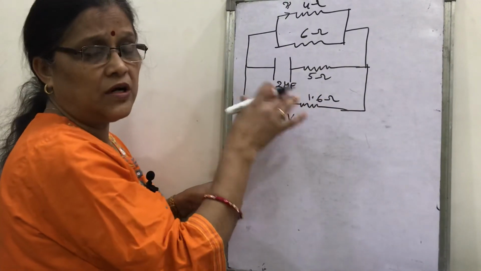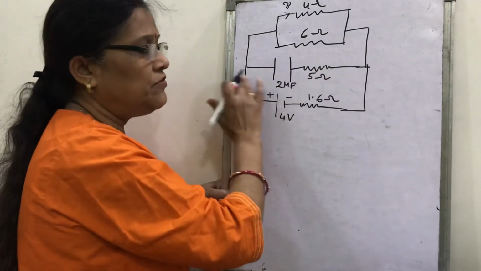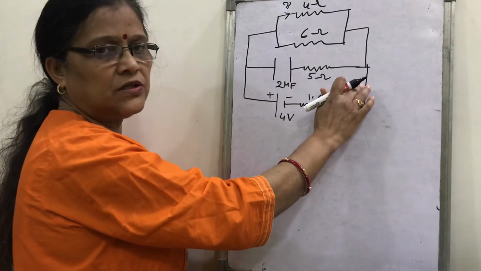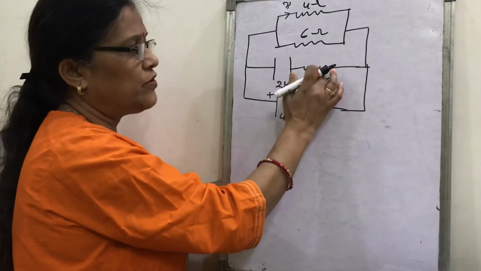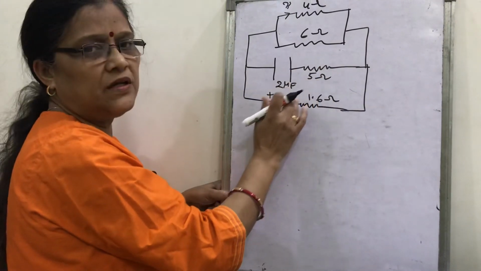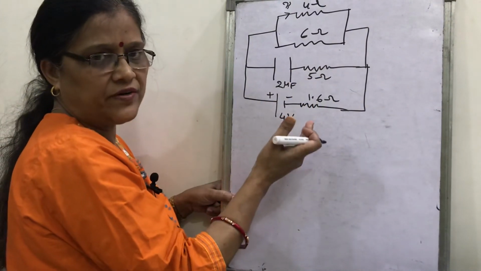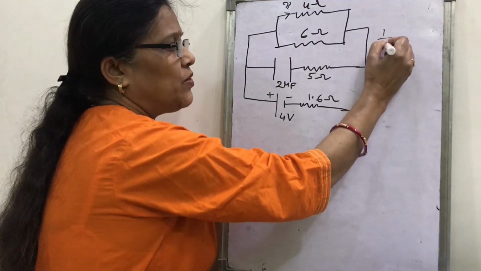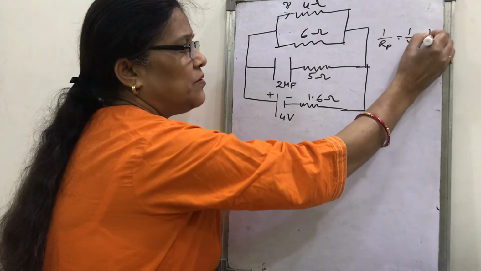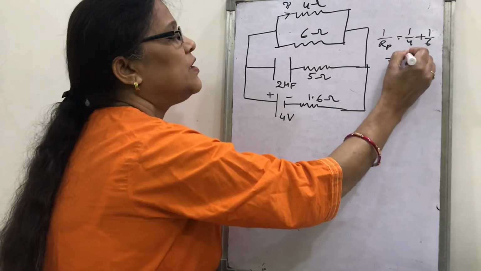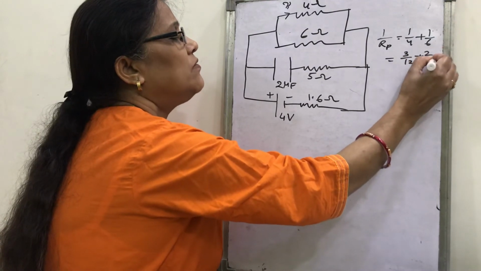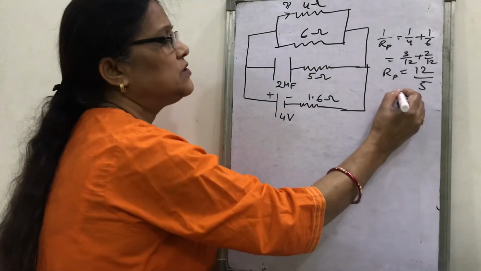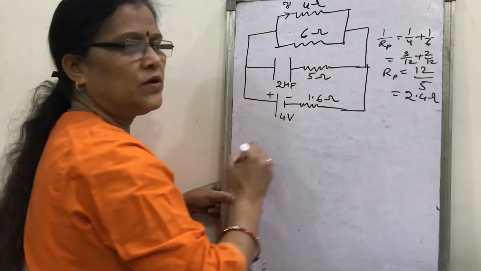I will tell you in detail in the later chapter. So what you have to adopt the trick here, that the branch in which the capacitor is attached, no current will flow through it. Simply you will neglect this branch, whatever may be the resistor here. Now what will be the main question now left? Only 4 and 6, they are connected in parallel. So what will you get? 1 upon Rp equal to 1 by 4 plus 1 by 6. What will you get here? 3 by 12 plus 2 by 12. So Rp will be 12 upon 5, that is 2.4 ohm.